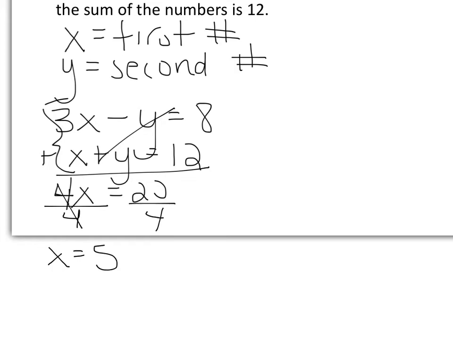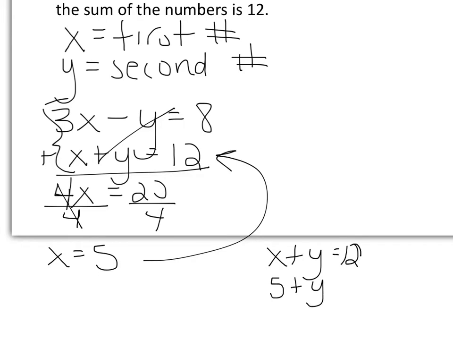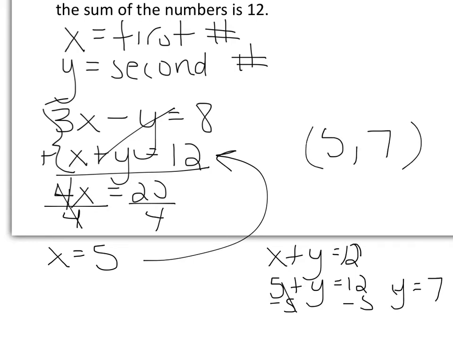So go ahead and plug back in. I'm going to plug into this bottom one here. So you have x plus y equals 12, and you know x is 5, so 5 plus y equals 12. Subtract 5 from both sides, and you get y equals 7. So your ordered pair is 5, 7.